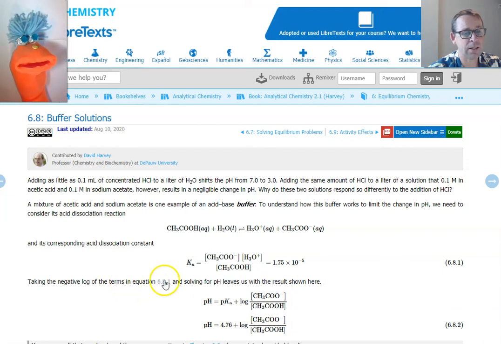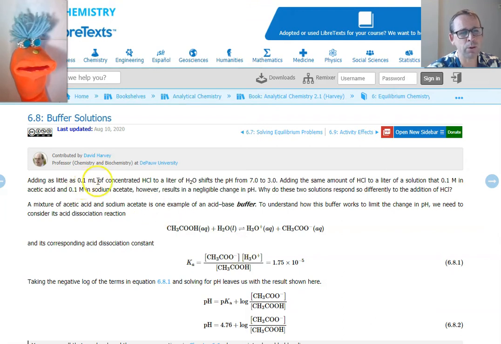All right, now let's talk a little bit about buffers. You should have had an introduction to buffers in Chem 106, and hopefully in other classes as well. So this should be a little bit of a review, but we do want to have an understanding of how buffers work.